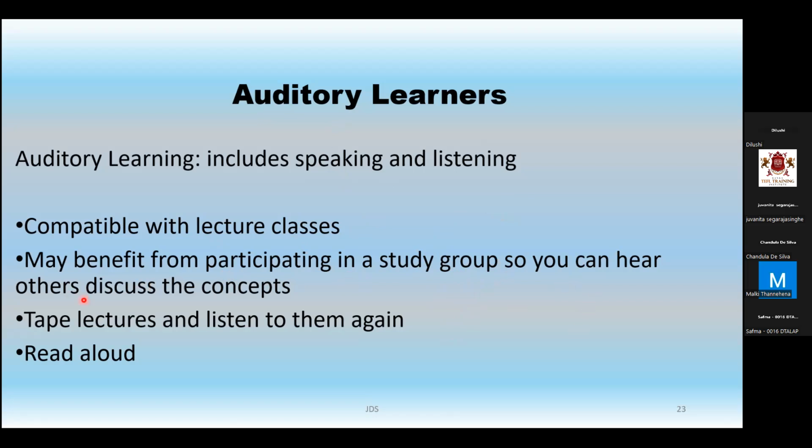You can hear others discuss the concepts. Tape lectures, reading aloud. They themselves will be mumbling something within themselves that gives them satisfaction that they have learned. Right? So they read aloud, they learn by muttering the content to themselves.